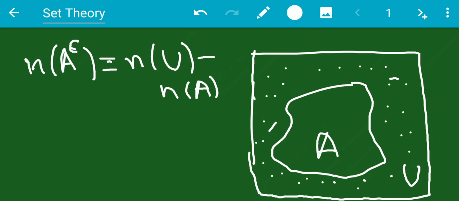Probably in some video I will explain with a big problem, but for now this is how to calculate the number of elements of a set.